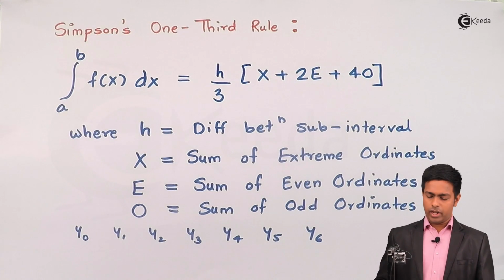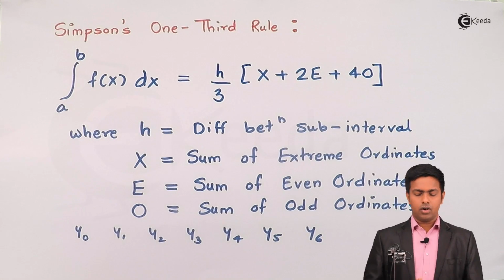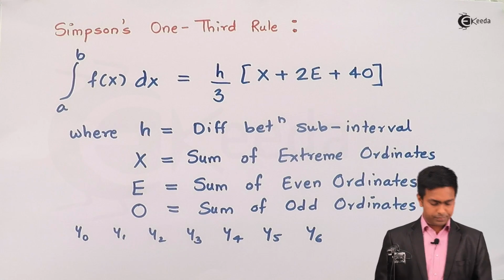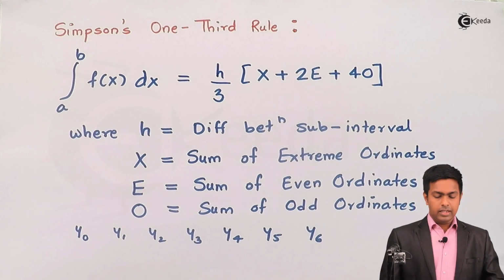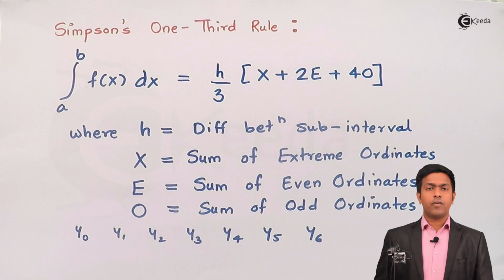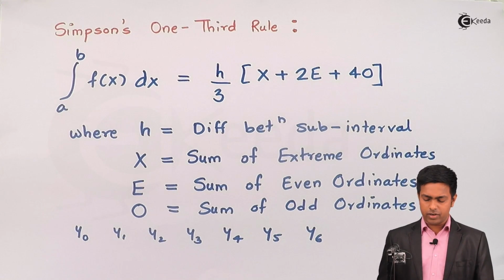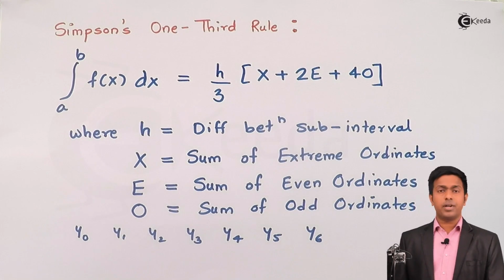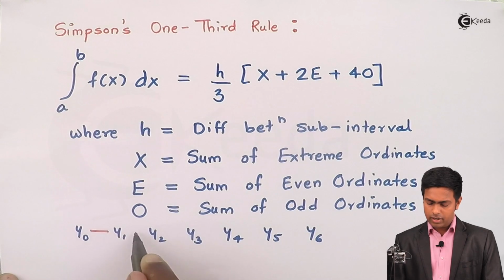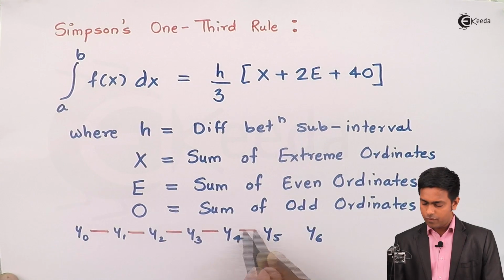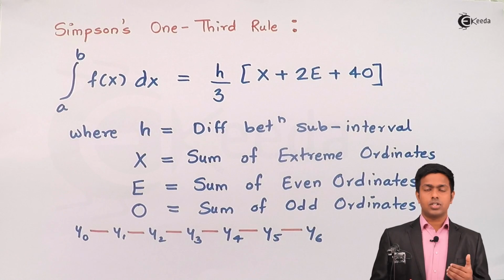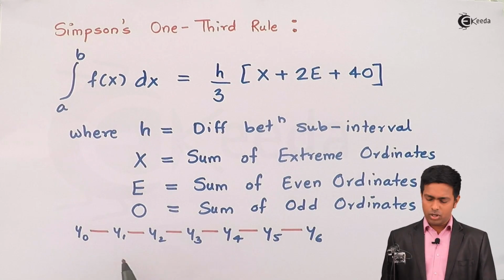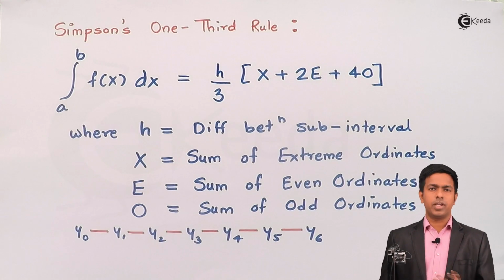Now guys, to use this rule, there is one condition which you all have to remember: the number of subintervals must be even. What does it mean? If you see here, how many subintervals do we have? 1, 2, 3, 4, 5 and 6. So the subintervals are 6. It is accepted because 6 is an even number. So the number of subintervals must be even.